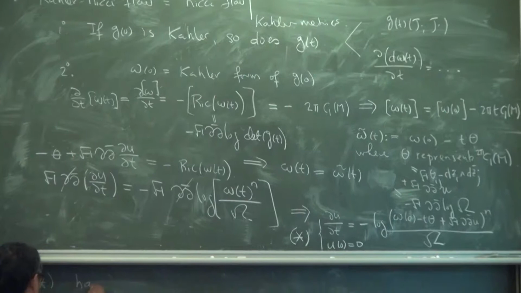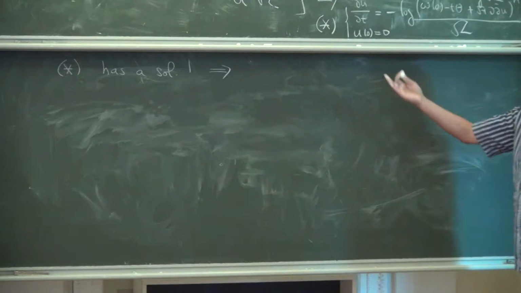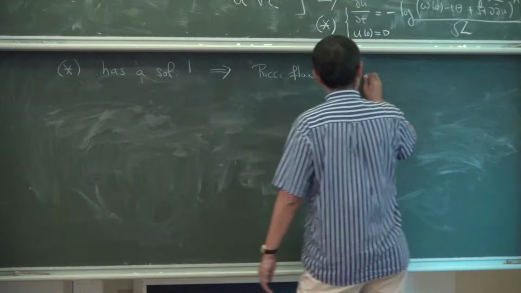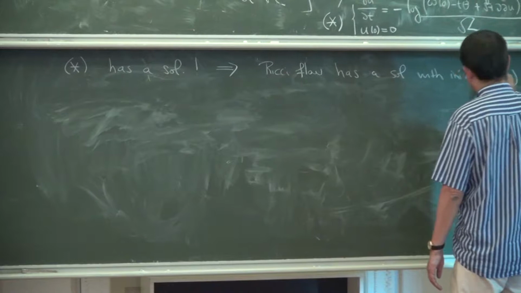As a solution, okay. So that implies you take a dd bar on all sides. That implies that this Ricci flow has a solution, with initial value omega g zero. And this solution is among the Kahler metrics.